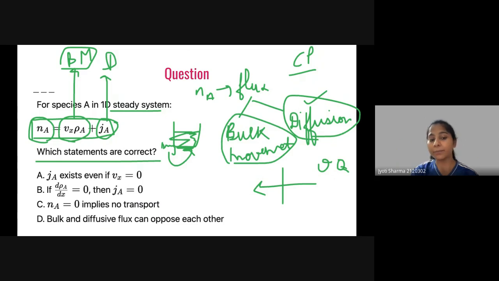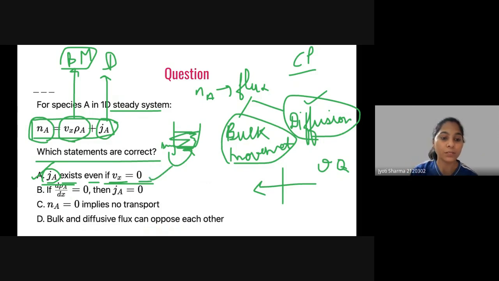Now coming to the statement, this is your diffusion. Diffusion exists even if Vx is equal to zero, if velocity is zero. I'm taking that example. I have water, and in water I'm adding the sugar and I'm not moving it. My water is very stagnant. Velocity is zero, but there may be some transfer just because of the diffusion. So this is the correct statement. J is the diffusion, so we will have the diffusion even if our velocity is zero. This one is the correct option.